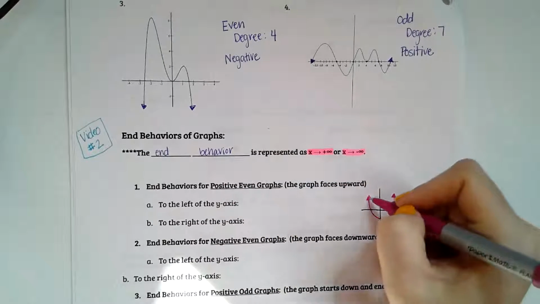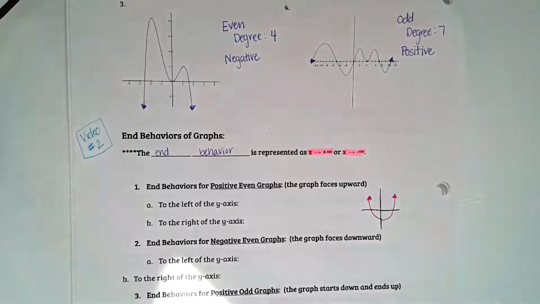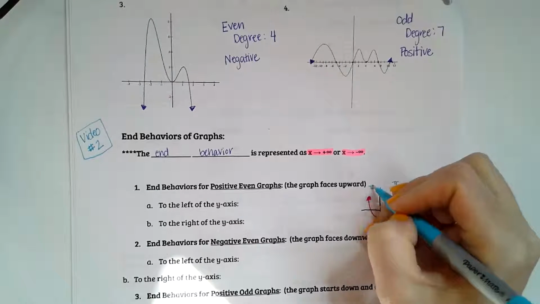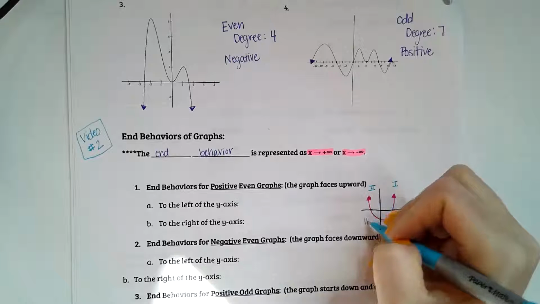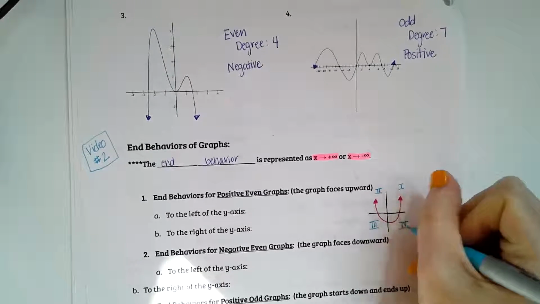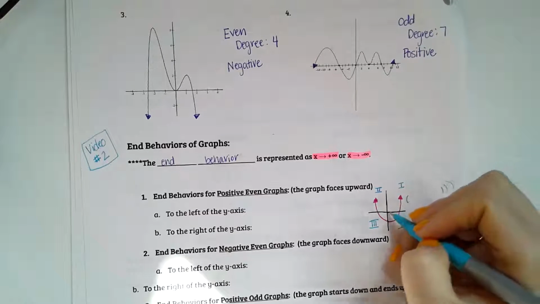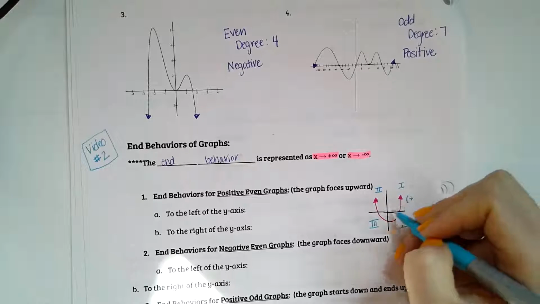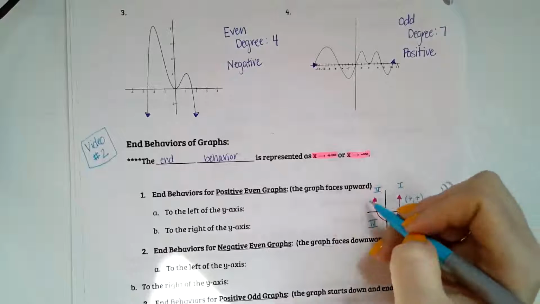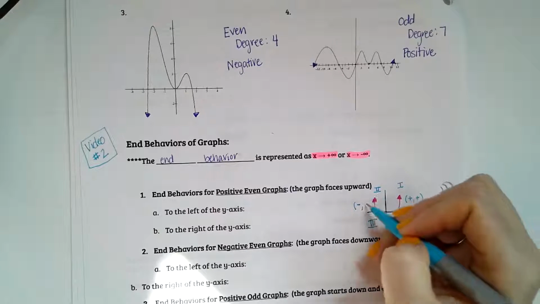So if we're talking about our quadrants, our quadrants are labeled 1, 2, 3, and 4. Now in this quadrant, the x values are positive and the y values are positive. And then in this quadrant, the x values are negative and the y values are positive.